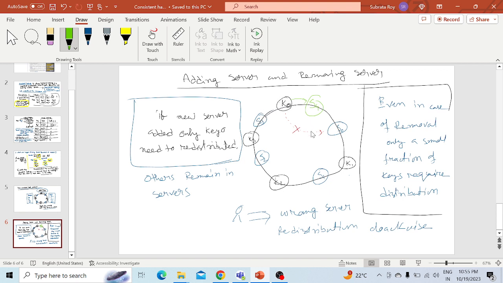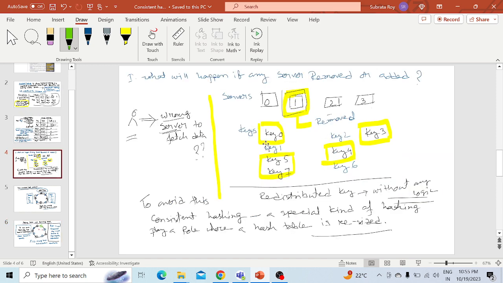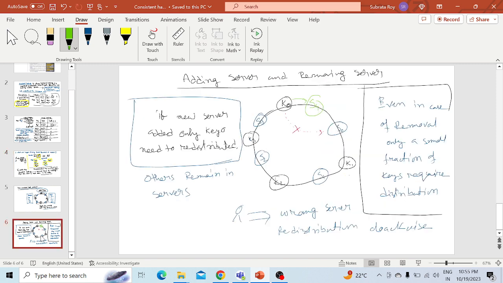The redistribution of keys, with clockwise hashing, relates only to particular keys, so you do not have to do the entire thing. Whereas in general hashing, which we have looked at, the typical redistribution happens across everything without any logic. But here, if I am adding or removing a server, it affects only the particular keys. I think this is how consistent hashing works.